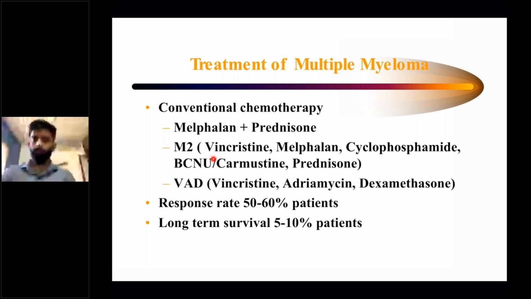And then there's M2, that is vincristine, melphalan, cyclophosphamide, carmustine or BCNU, and prednisone combination. And there's another combination called vincristine, adriamycin, dexamethasone. You just need to remember melphalan plus prednisolone. This is the most important one, and you can add cyclophosphamide or adriamycin later when necessary. Response rate is 50 to 60%. The long-term survival is only 5 to 10% in patients. So this is with conventional chemotherapy.